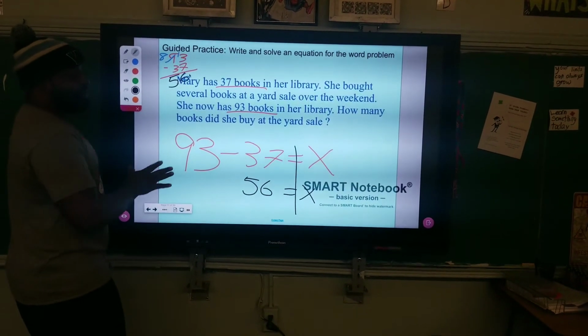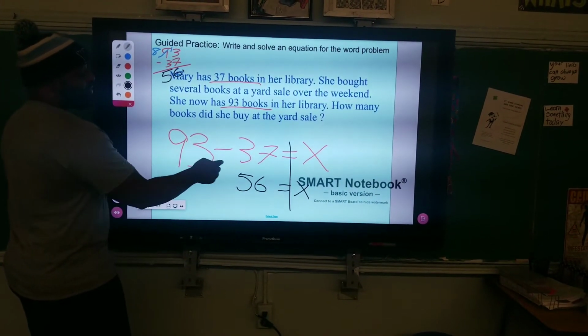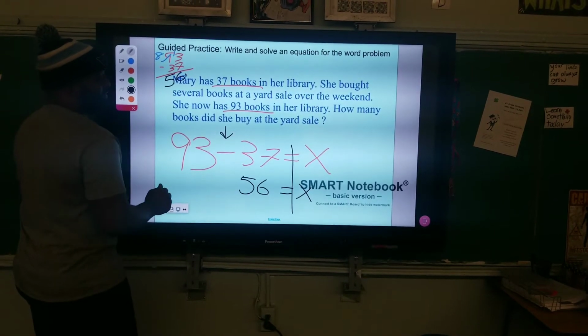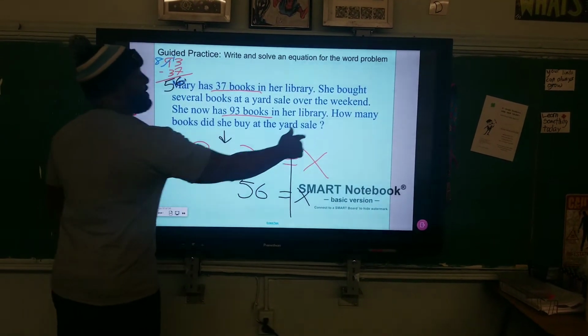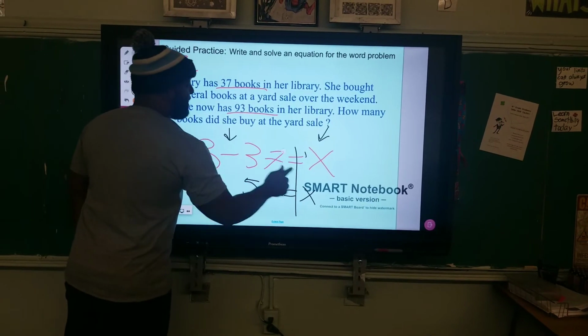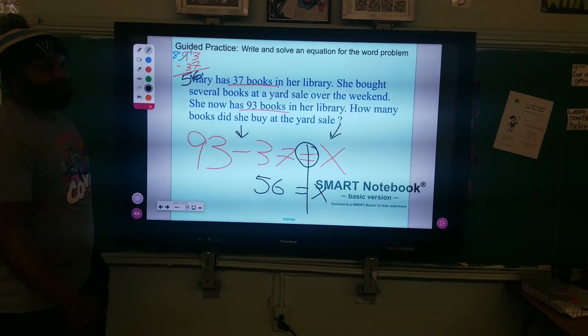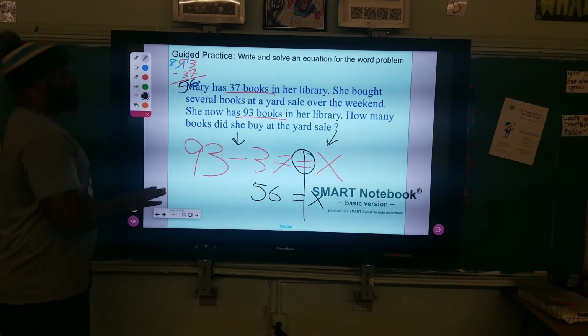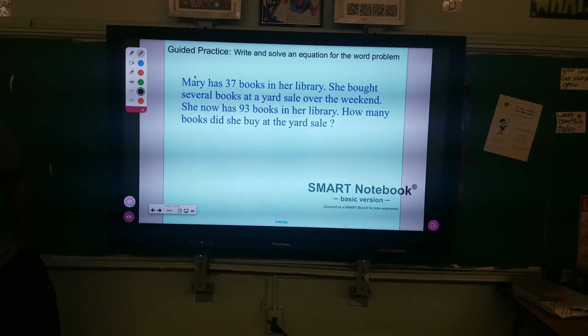Doesn't matter which way you write your equation, as long as your equation has an operation, some numbers, and a variable, and an equal sign. Things that you need for your equation. All right? Let's try the second problem.